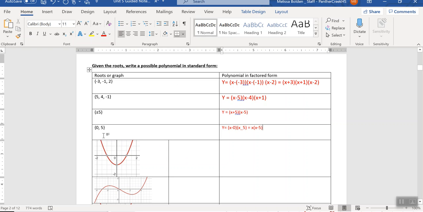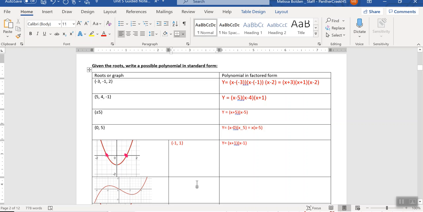What if I am given a graph? If I'm given the graph, then I have to find the roots. So remember, the roots are where it crosses the x-axis. So I want to look here and here. I think this is 1 and -1. Well, -1 and 1. So then my roots are -1 and 1. So my equation is y equals x plus 1, x minus 1.